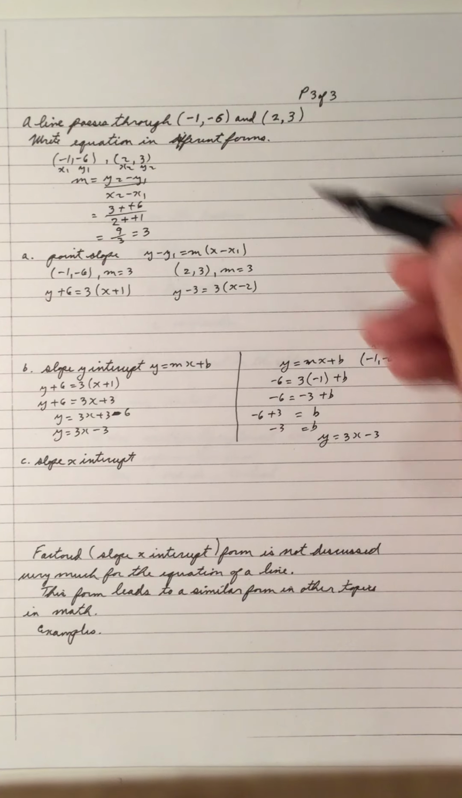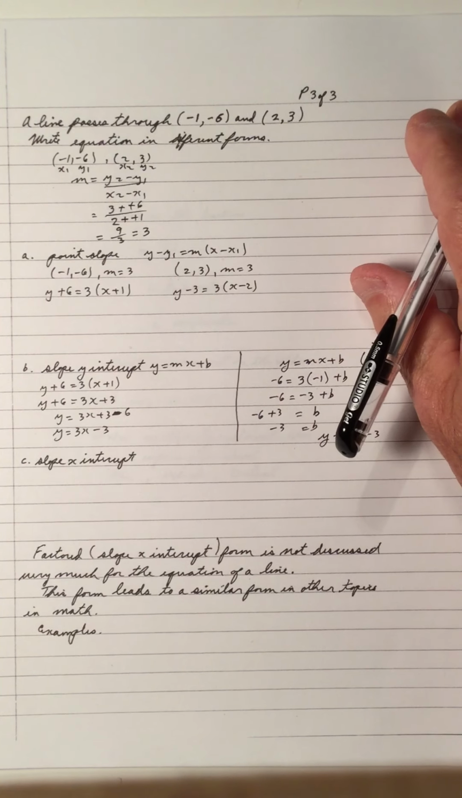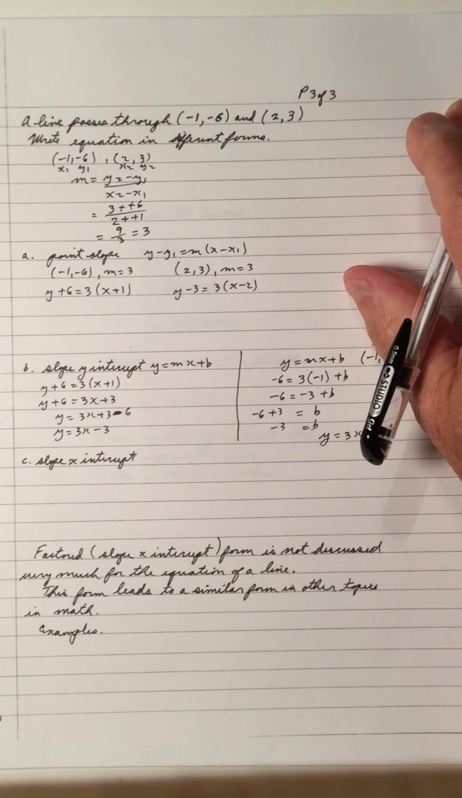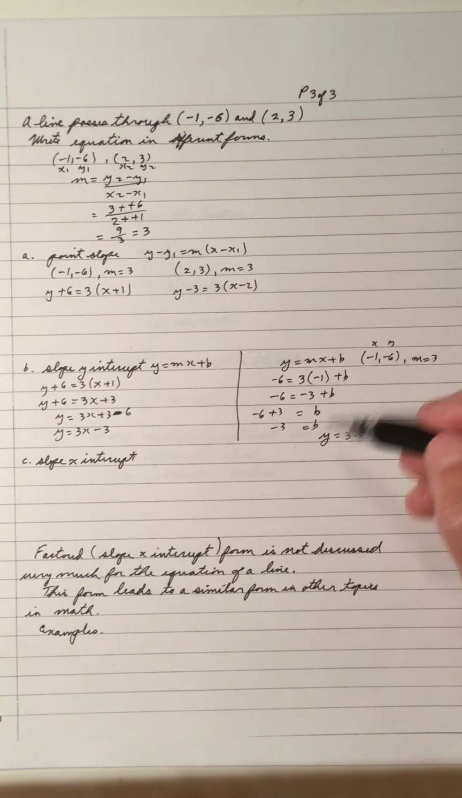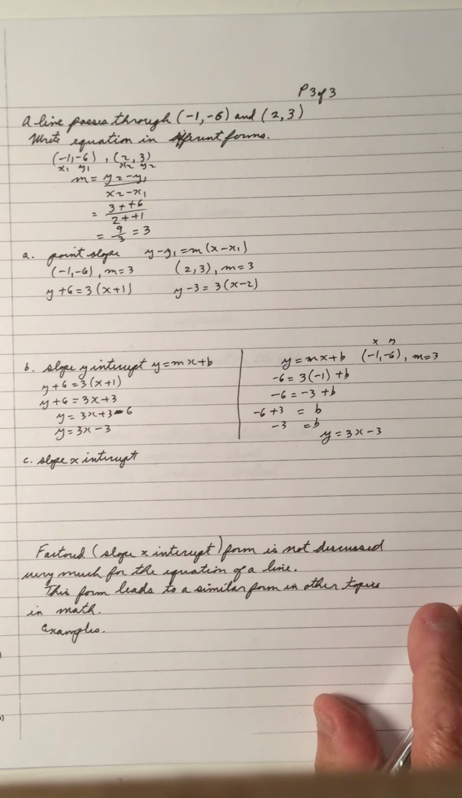So you have options of working out different equations, and if you're asked for different forms, different options. And that's what I'm doing here, just doing different options.